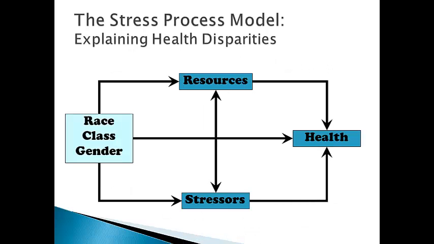So, we know that class standing is related to health. We also know that race and gender have an effect on health outcomes. The textbook does a good job of reviewing some of this research. But why are race, class, and gender related to health? Well, sociologists use the stress process model to explain these relationships. This model suggests that your access to resources and your exposure to stress are influenced by your race, your gender, and how much money or education you have.